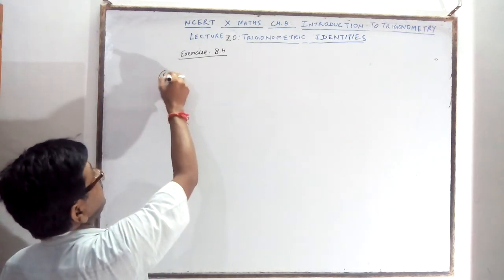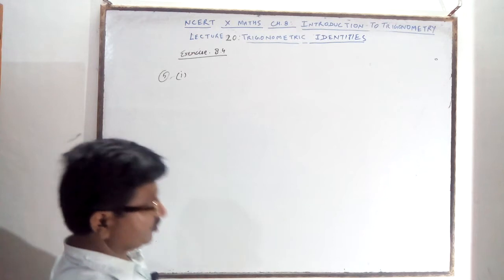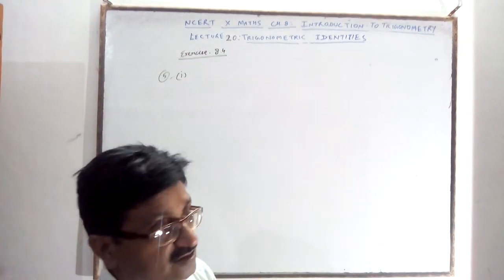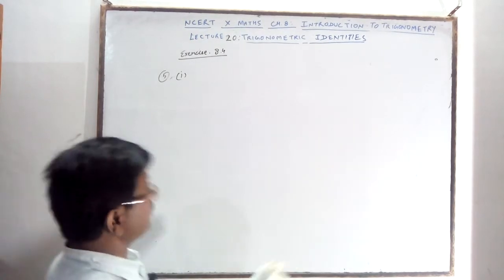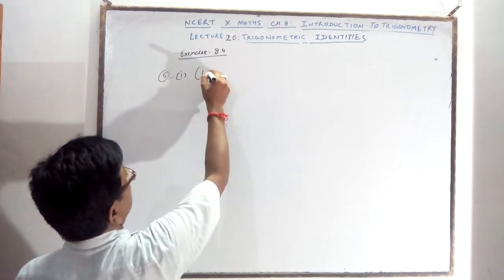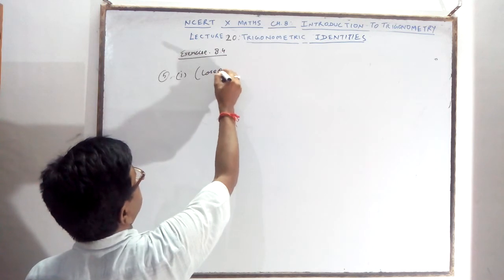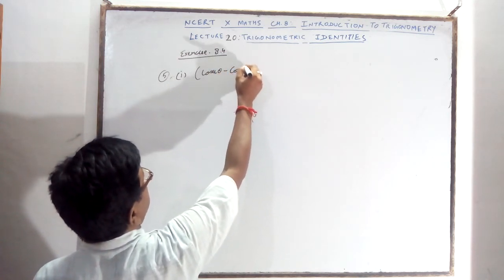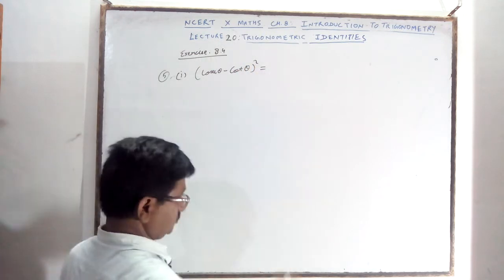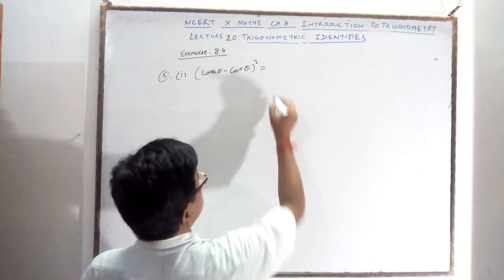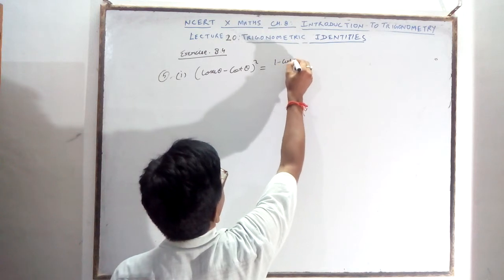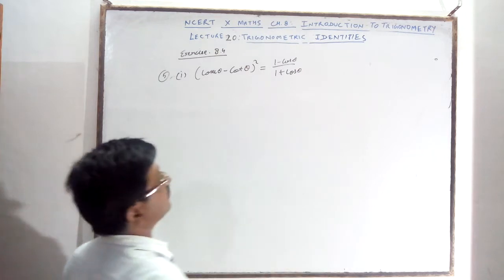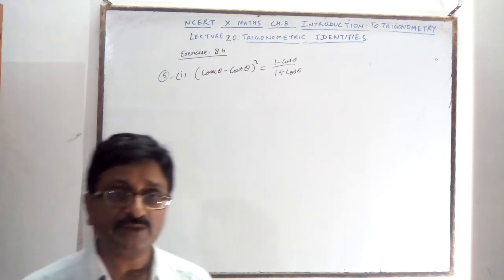Question number 5, part number 1 is given: (cosec theta minus cot theta) whole square is equal to (1 minus cos theta) upon (1 plus cos theta). You want to prove it. Very simple.